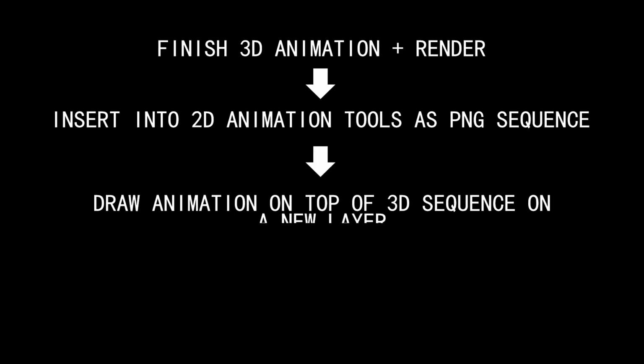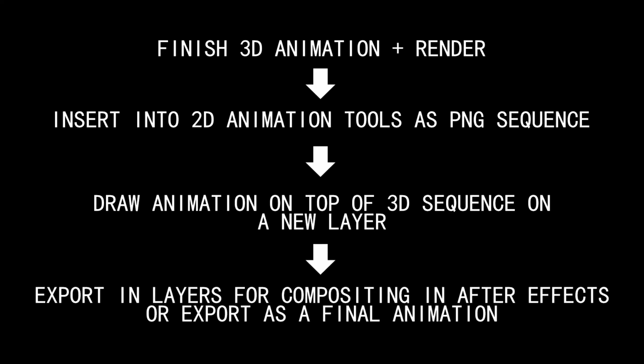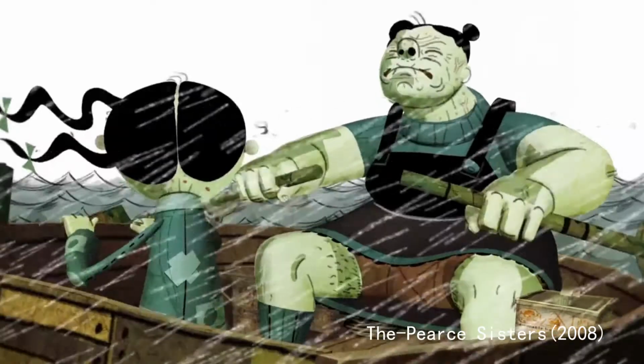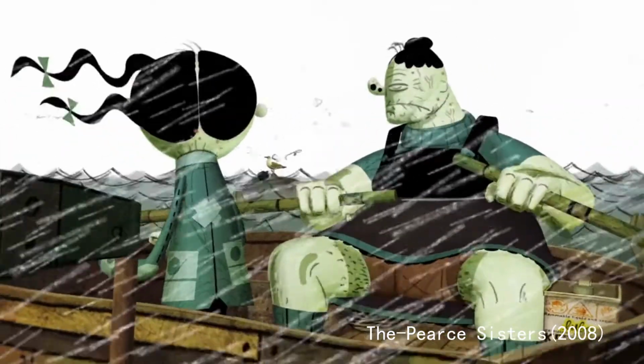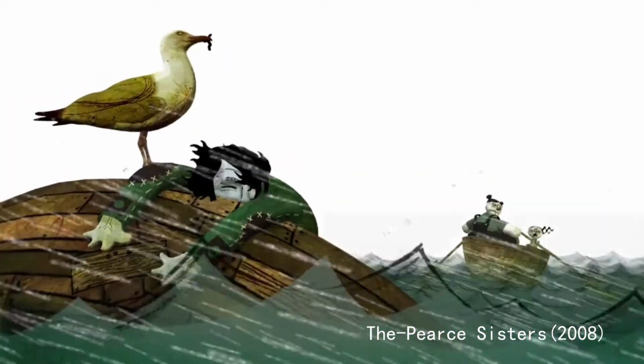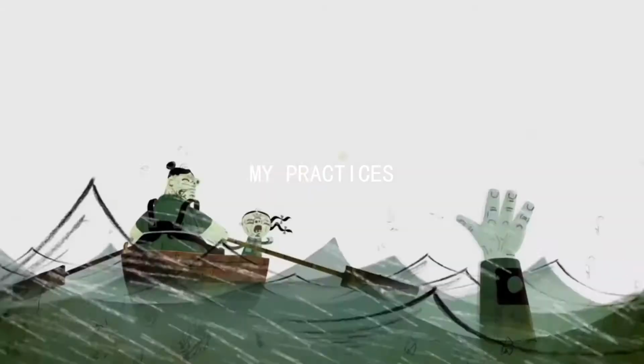We need to finish the 3D animation first, then render it out as a PNG sequence and insert it into 2D animation tools like Flash. Then we can draw animation on top of the sequence and export it as the final animation. A 2D animation made by Louis Cook called The Pearl Sisters used lots of these techniques.